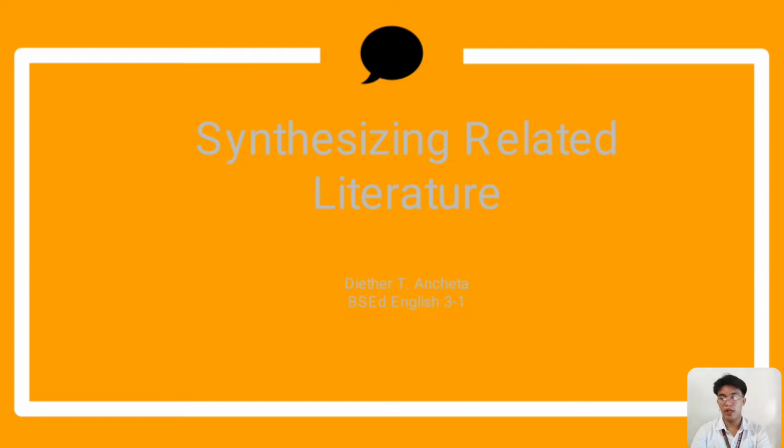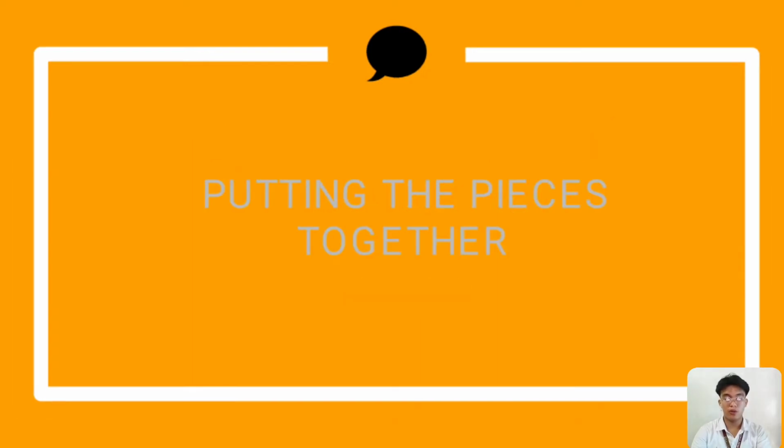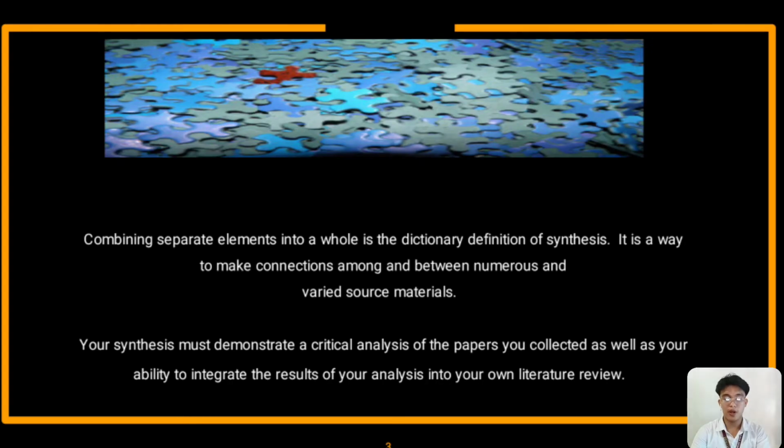So this morning, Miss Billy Estrero and I will be discussing the parts on how we synthesize literature. The first thing that we need to do is put the pieces together. It says here, combining separate elements into a whole is the dictionary definition of synthesis. It is a way to make connections among and between numerous and varied source materials.